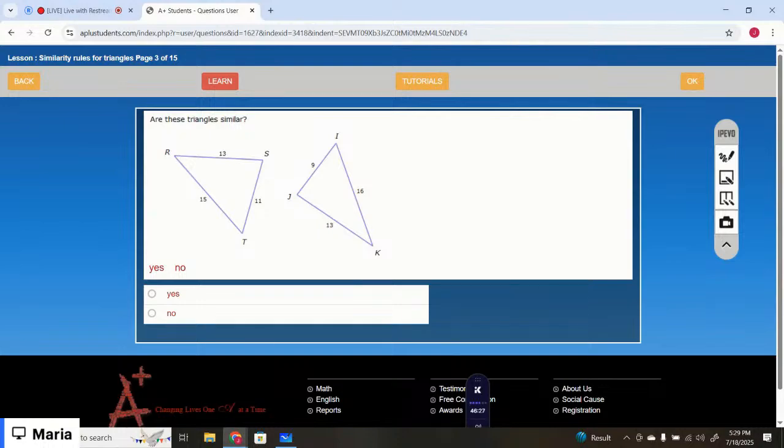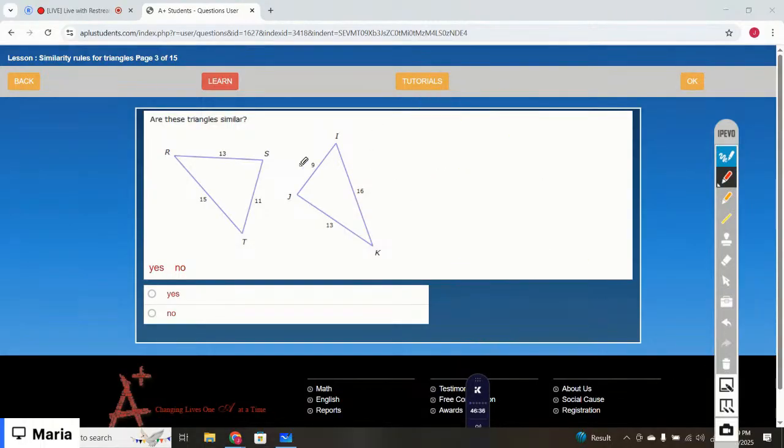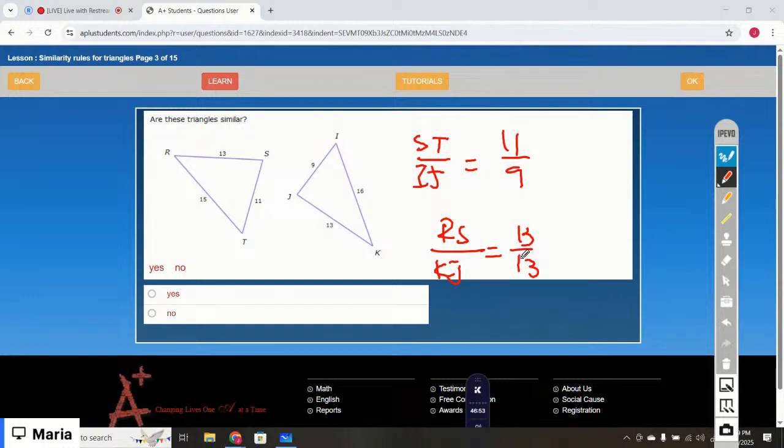Are these triangles similar? Okay, let's just form a proportion between the similar sides. ST is similar to IJ, so that is 11 over 9. RS is similar to JK, that is 13 over 13. And RT is similar to IK, that is 15 over 16.